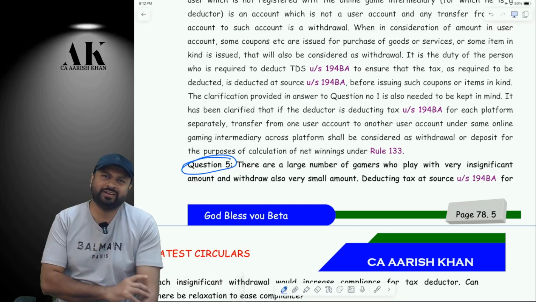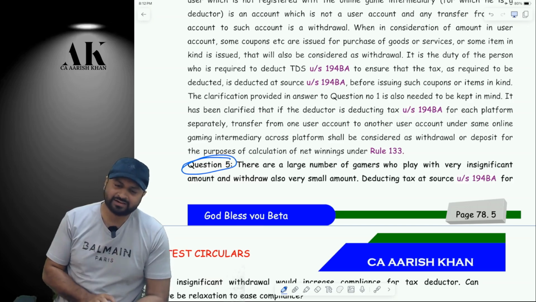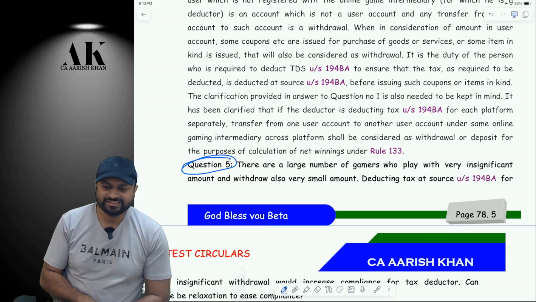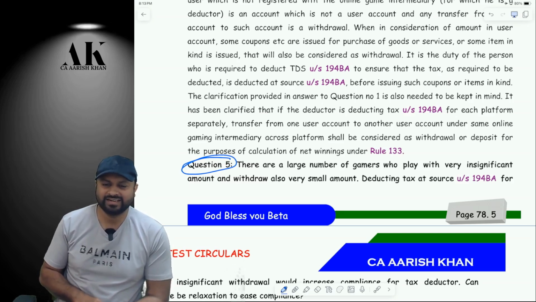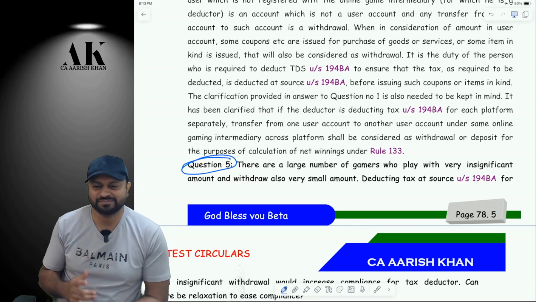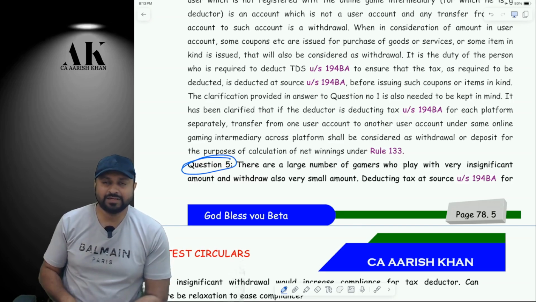So what do you feel? On every such withdrawal, TDS will be deducted by the deductor? Tell me now, please. On every such withdrawal of 5 rupees, 10 rupees, 15 rupees, 20 rupees, TDS should be deducted. Tell me your views. As per the provision, yes, it should be.